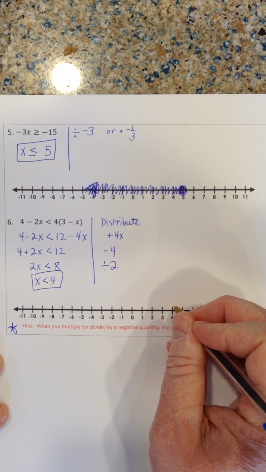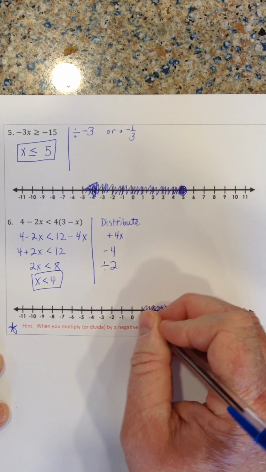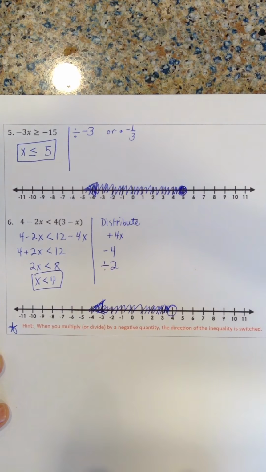So I find 4, I do an open circle, and I shade in everything to the left because we're less than. Alright, because I want everything in the direction of the inequality.